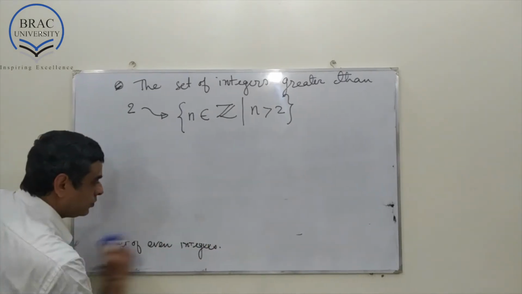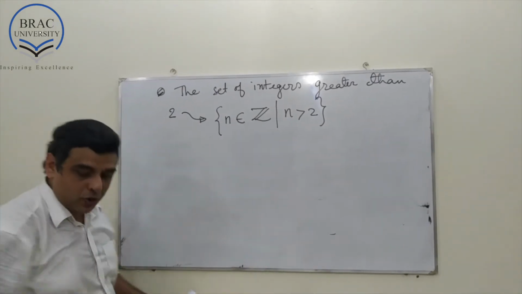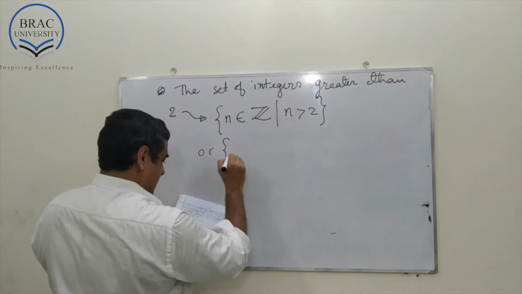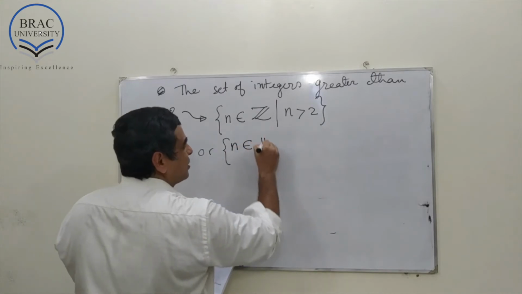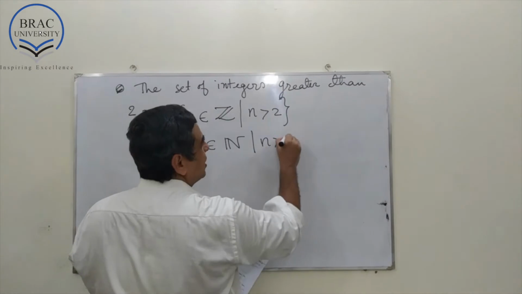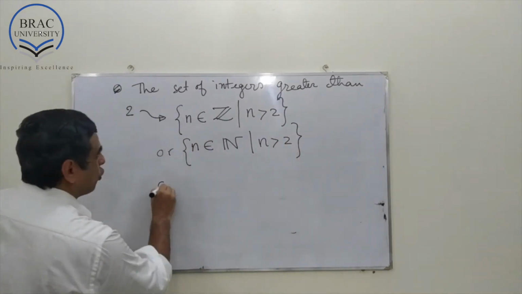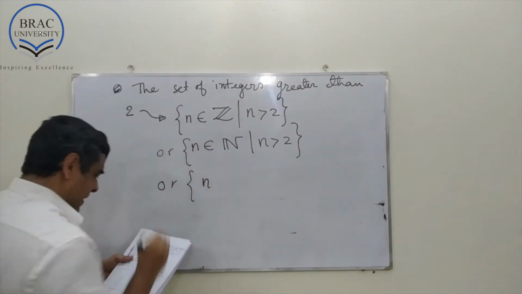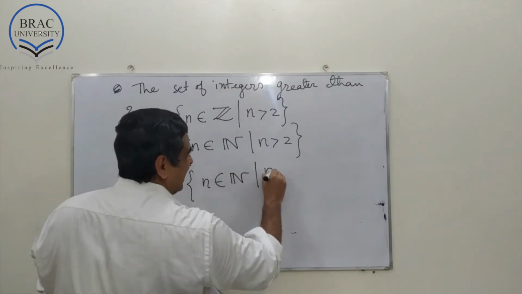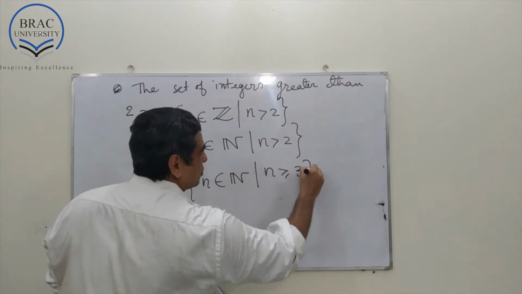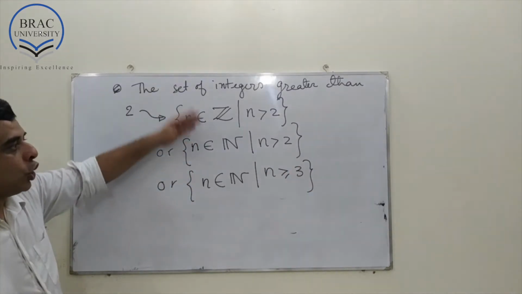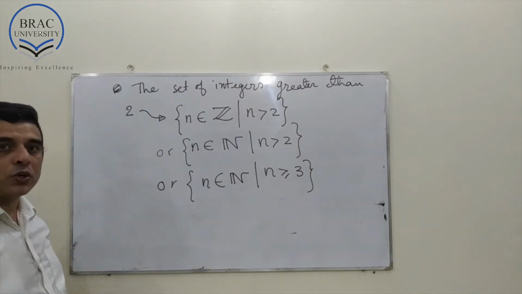Also, there is an equivalent way of denoting the same set. We can write it as n belonging to the set of natural numbers such that n is greater than 2, or n belonging to the set of natural numbers such that n is greater than or equal to 3. It is pretty obvious for you to understand that all these notations denote the same set.